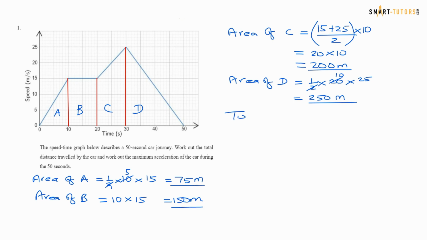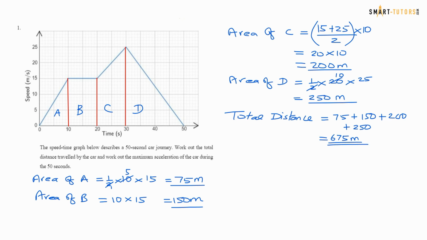So the total distance travelled equals: you add 75 plus 150, that's 225, plus another 200, that is 425, another 250, that is 675 meters. So let me check it again. 675 meters is the answer for the first part.